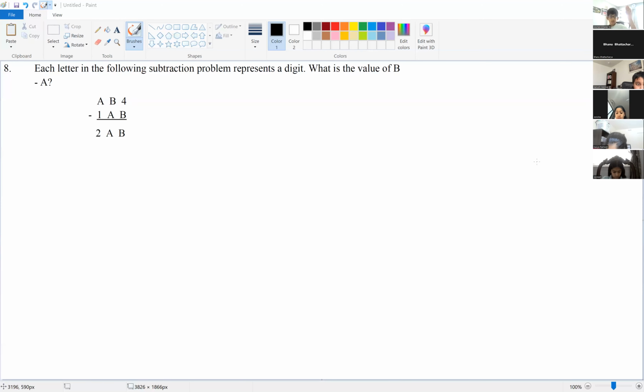Okay, go ahead, Akshan. Read the question and then tell me what you did. Each letter in the following subtraction problem represents a digit. What's the value of b minus a?